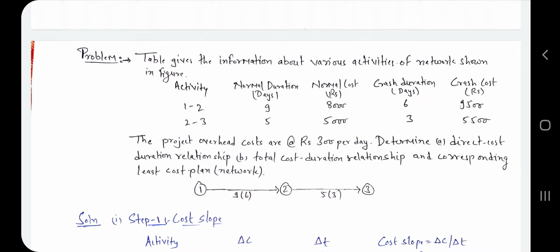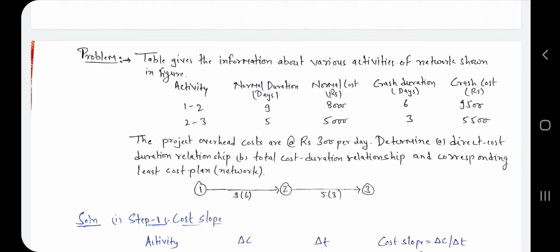We have been given normal duration 9 for activity 1-2 and normal duration 5 for activity 2-3. Normal cost 8000 for 1-2 and 5000 for 2-3. Crash duration 6 for 1-2 and 3 for 2-3 activity, and crash cost is 9500 for activity 1-2 and 5500 for activity 2-3. The project overhead cost is 300 per day.